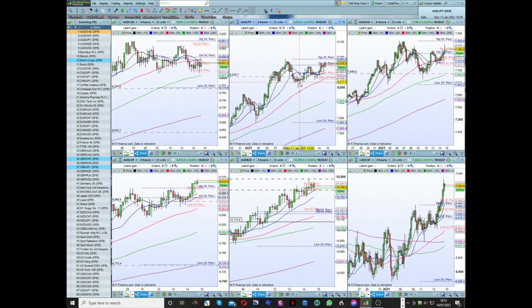So scalping, again, just to revert back to that, is lower time frame implementation of your strategies.